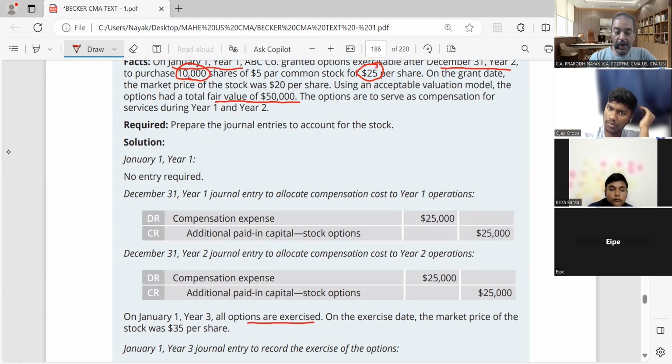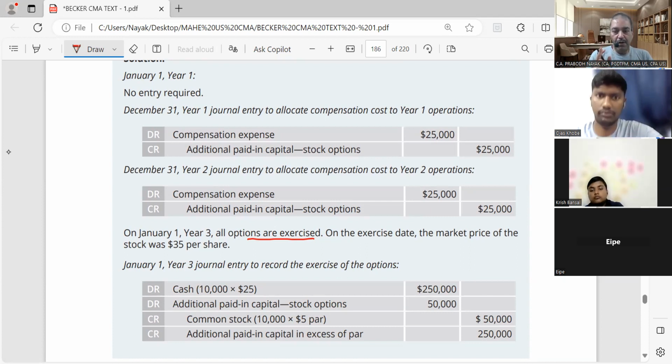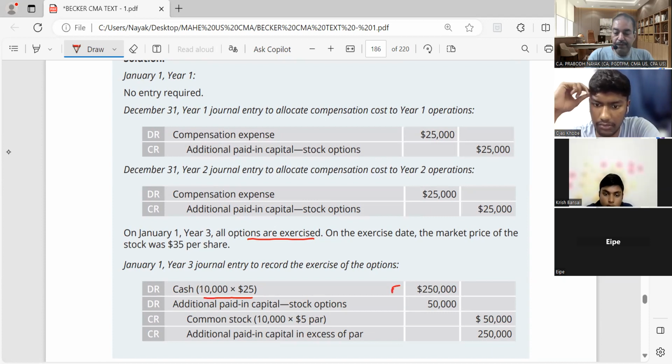Okay, and the market price of the stock was $35 per share. We are not concerned with that. We are not concerned with $35. What we are concerned with is the cash that we are going to receive, because all the employees are going to exercise the option. How many shares? 10,000 shares. What is the price at which we have promised them? $25. So 10,000 into 25. This is what we have promised them. That comes to 250,000.